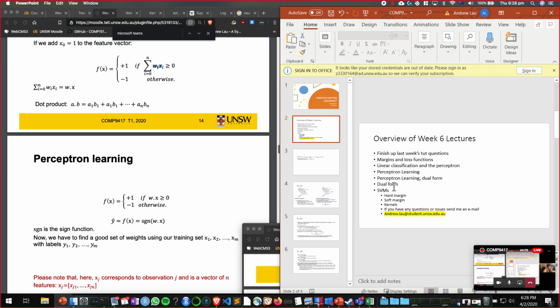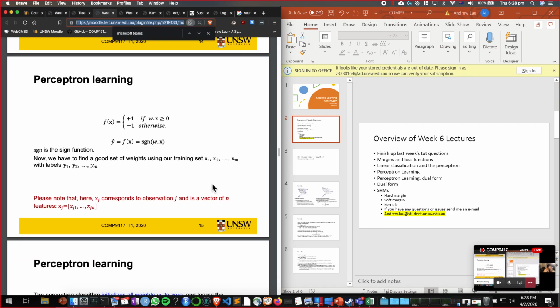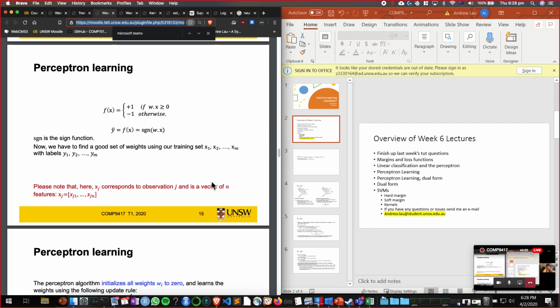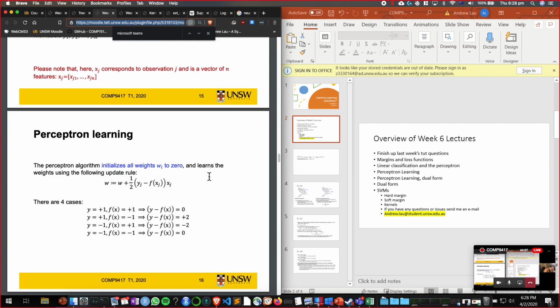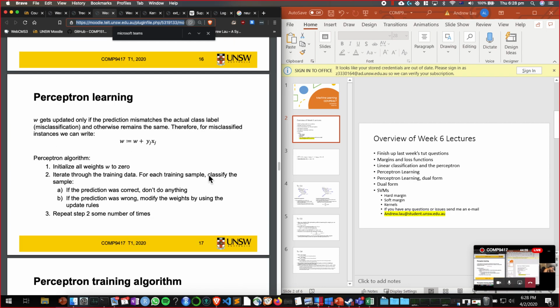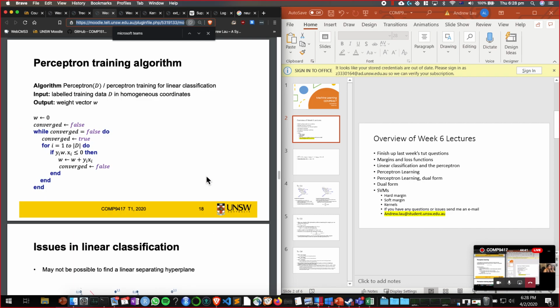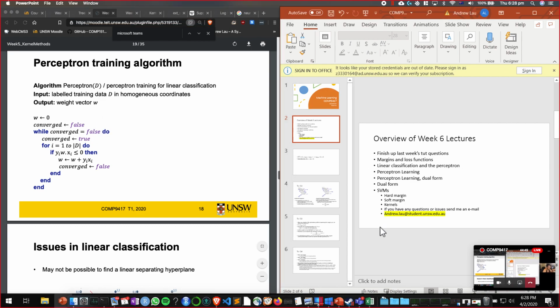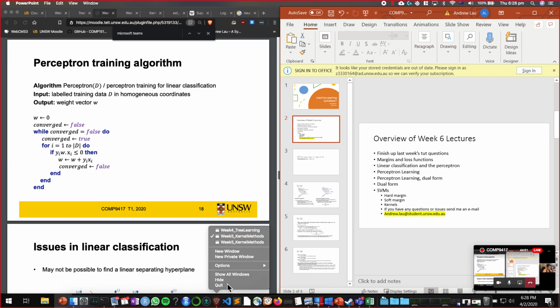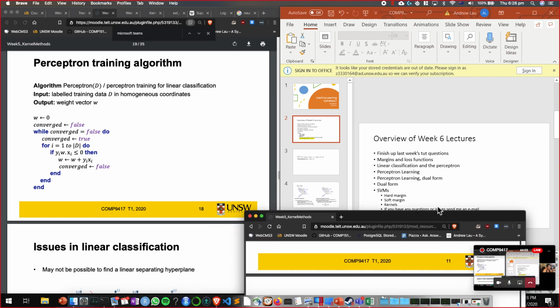Okay. What else is important? Perceptron learning. Okay, yep. So perceptron is basically a linear classifier, and it is the building block of your neural networks. Now, perceptron learning. Let's focus on this algorithm. Yeah. So essentially, what it does is you have all your weights. This one.